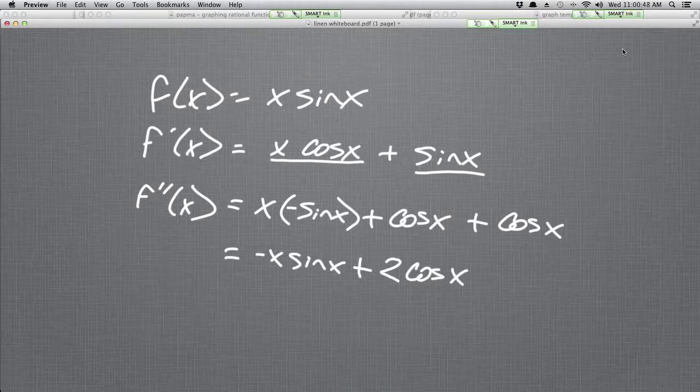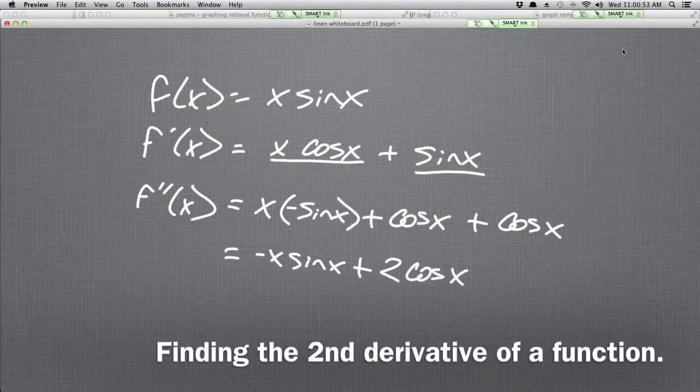Any issues on finding the second derivative? That's f prime of x. What is the double tick mark? F double prime.